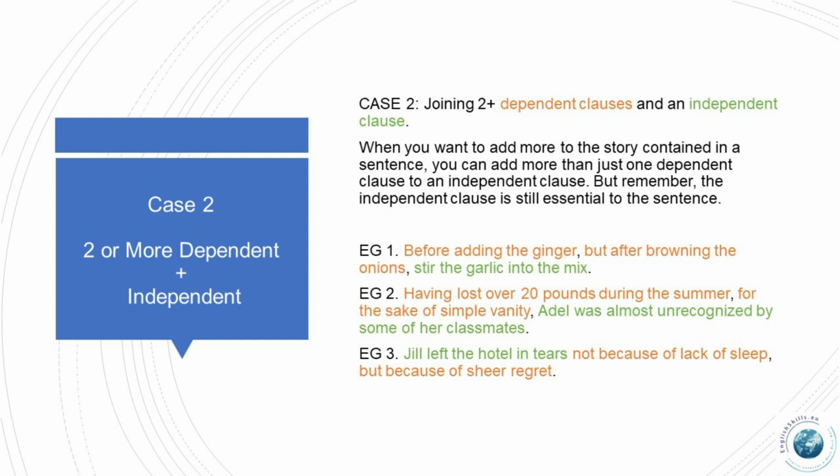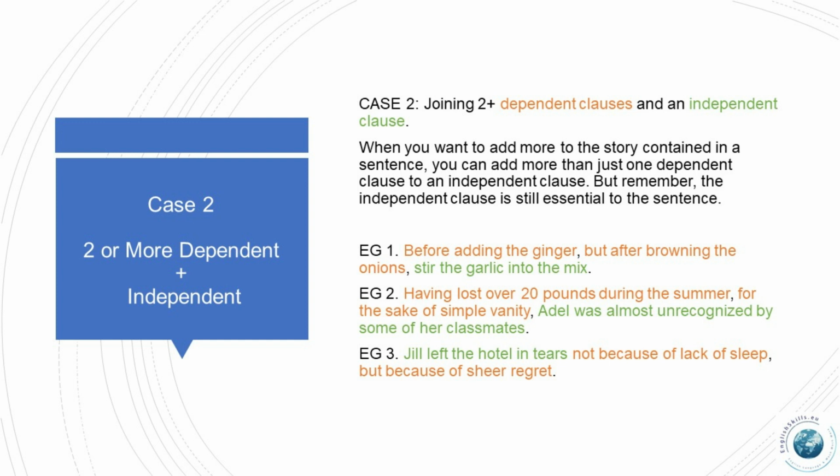Example 1. Before adding the ginger, definitely not independent. But after browning the onions, still not independent. We need an independent clause to have all the sense we need for this sentence. Stir the garlic into the mix. That's independent. Stir the garlic into the mix is an instruction. Instructions can stand by themselves. They're complete ideas.